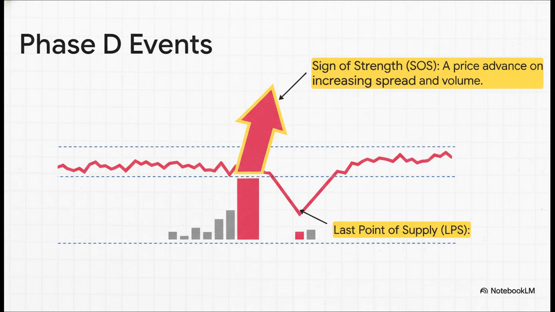And then just as important, the pullbacks are weak. They're shallow, they happen on low volume. That's the last point of supply, or LPS. It's the market telling you that the sellers are exhausted. That LPS is often your golden ticket, the best spot to find an entry.